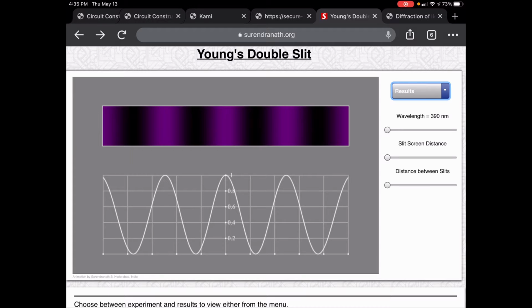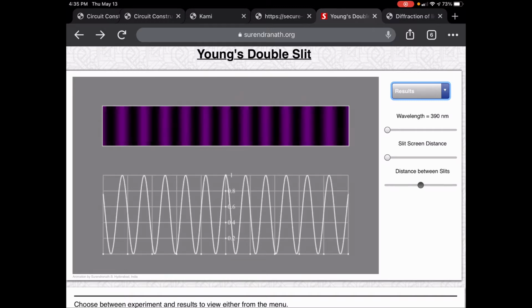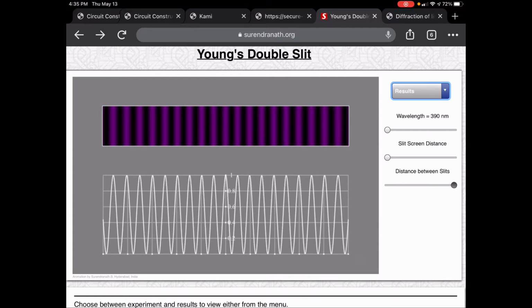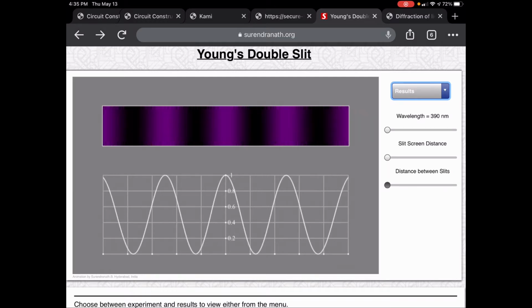And lastly, if I change the distance between the slits, you can see I'm adding more bright fringes, which only means my minimum and maximum points on the graph are simply closer together. Also notice how the maximum of the graph pretty much remains similar intensity all the way throughout a double slit experiment. Now we're going to see something different when we look at a single slit experiment.